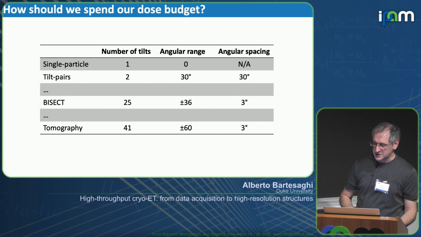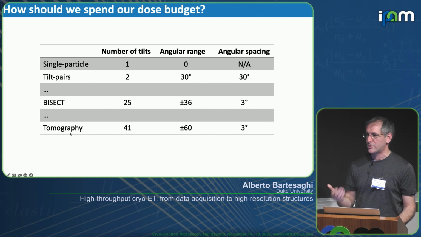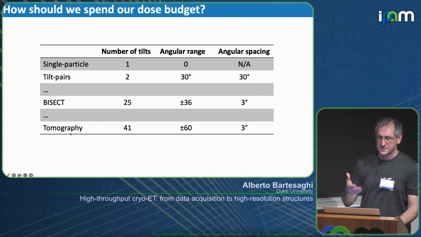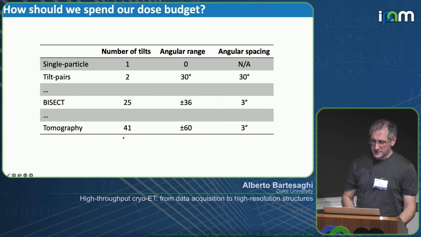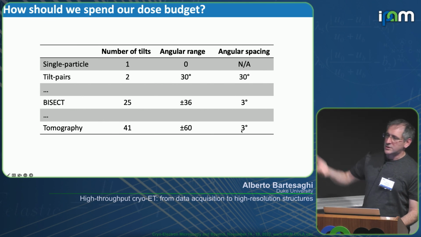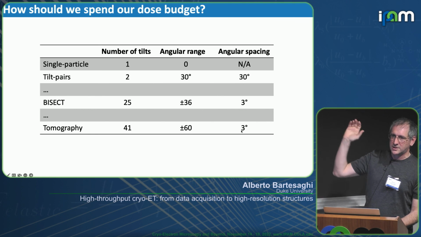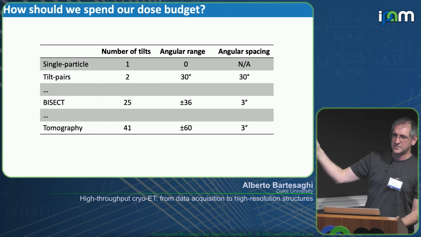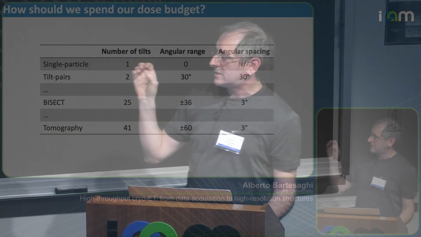But what you're seeing is that I'm showing this progression here, right? All the way at the bottom we have tomography. Tomography is 41 tilts. That's the typical scheme. Then we cover a plus minus 60 degree range, and the angular spacing is 3 degrees. But essentially what you have here is a continuum, right? You can either take one projection or you can take 41, right? There's one example here that we did for BISECT where we took 25 projections, with an angular range of plus minus 36, and a spacing of 3 degrees.